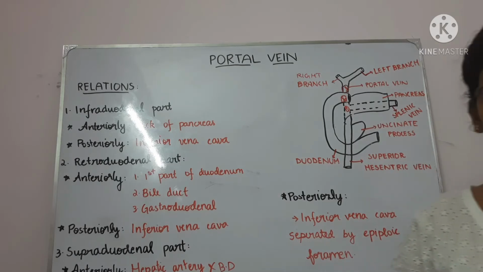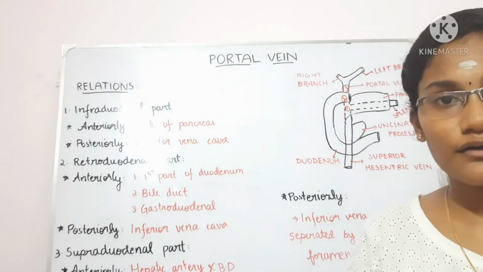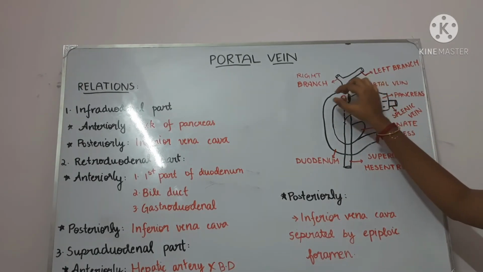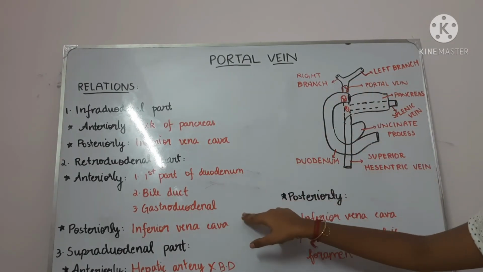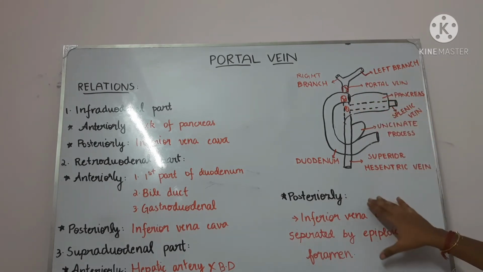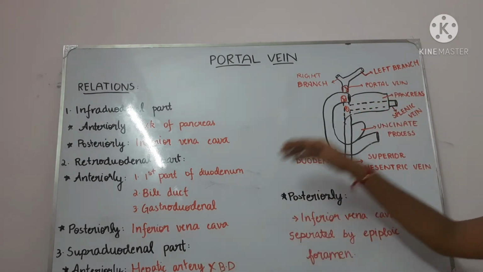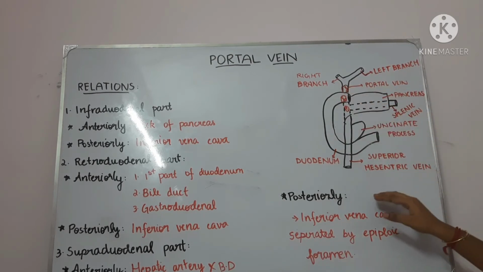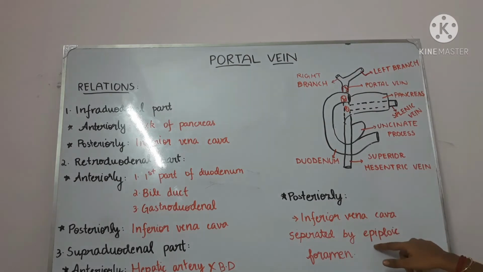And then next comes the second part, the retroduodenal part of the portal vein, and anterior to this is the first part of the duodenum and the bile duct and the gastroduodenal artery, and posterior to it is the inferior vena cava, and the last part is the supraduodenal part. Anteriorly it has the bile duct and the hepatic artery, posteriorly it has the inferior vena cava separated by the epiploic foramen.